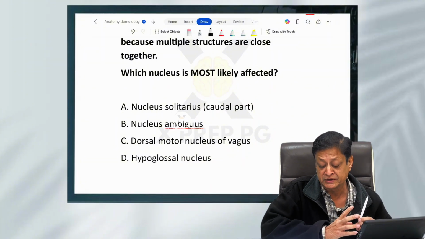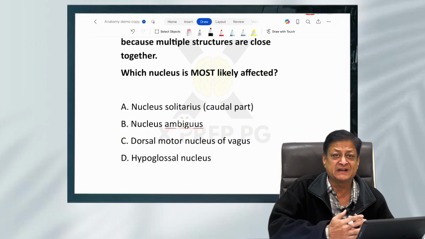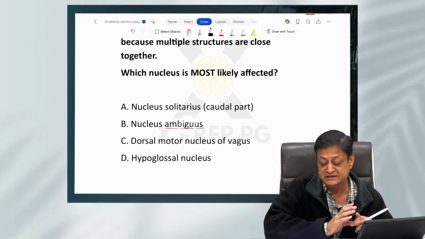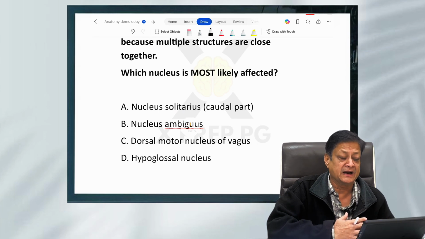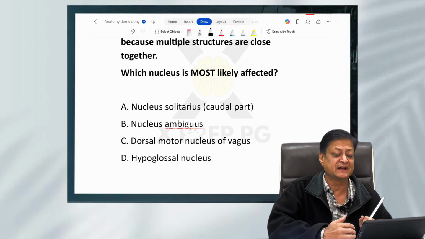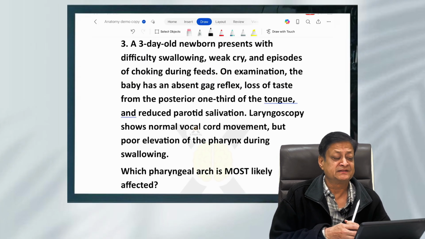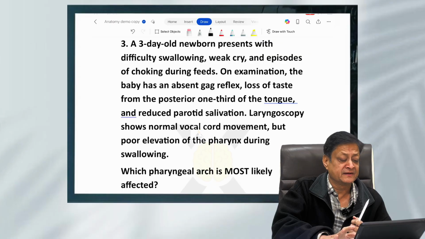The dorsal motor nucleus of vagus is concerned with parasympathetic supply to different viscera. The hypoglossal nerve nucleus is supposed to supply the muscles of the tongue and also a few infrahyoid muscles through the ansa cervicalis. The third MCQ for this session reads as, a 3-year-old newborn presents with difficulty in swallowing, weak cry and episodes of choking during feeds.